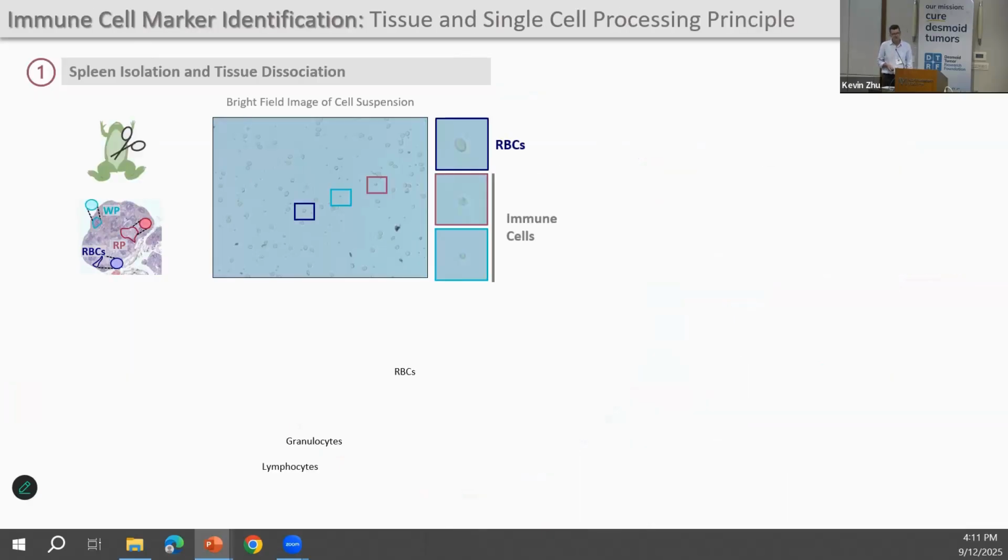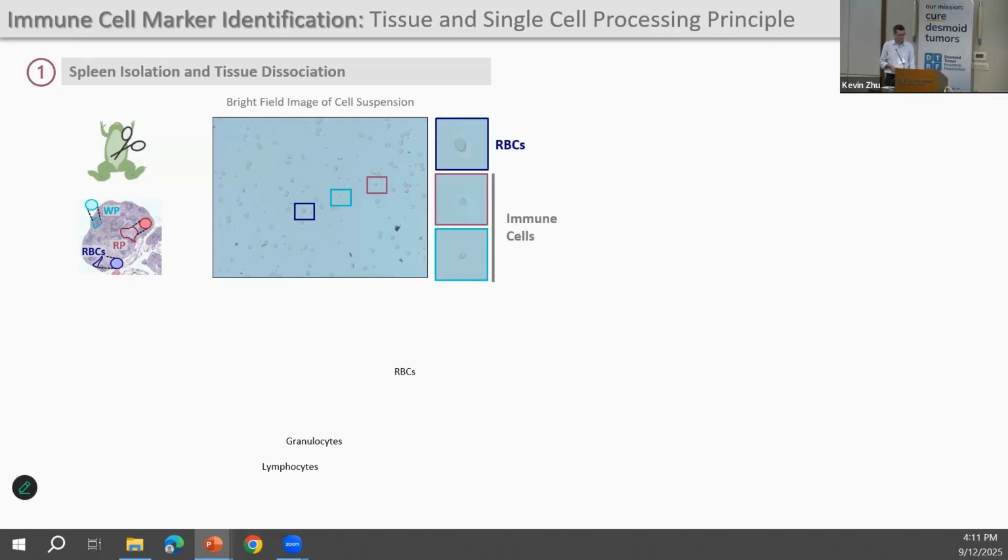Now, a disadvantage of working with Xenopus is, of course, tools. We don't have a lot of antibodies that we can use, so we basically have to develop the tools ourselves. The best way to do this for us is to develop RNA probes. For this, we started to find genes that we could use to identify specific immune cell populations.